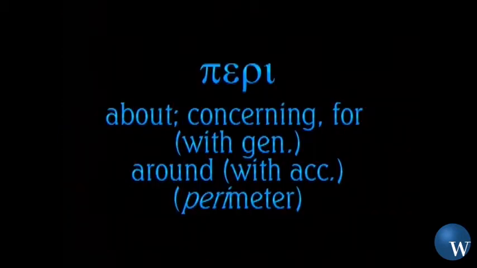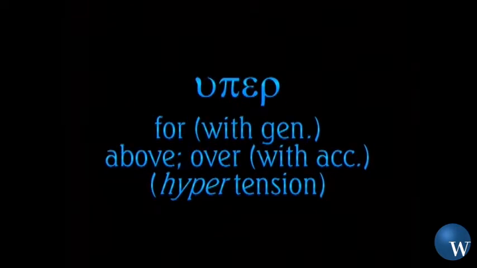Let's take a look at the next preposition, peri. And that's the word about or concerning or for with the genitive. And then make you another card that says peri, that means around with the accusative. The perimeter is the area around a particular geometric figure like a square or something. Peri, perimeter. Okay, let's take a look at the next word.